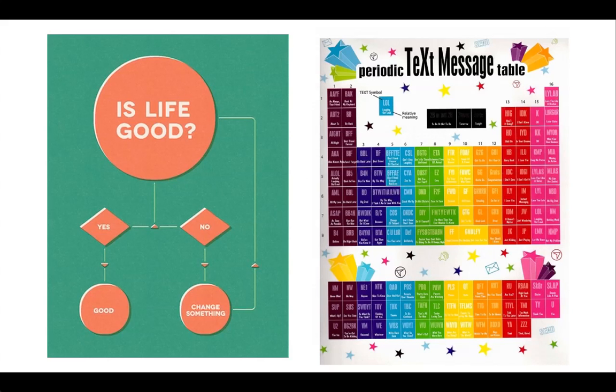Here's two more examples of infographics. Now, infographics are very different. Some of them can be really simple, like the one on the left side that talks about is life good, and it shows a very simple flow chart. Or they can be really complex and colorful and show a lot of information in a visual way, like this periodic table, which is kind of cool if you have a chance to look at that.